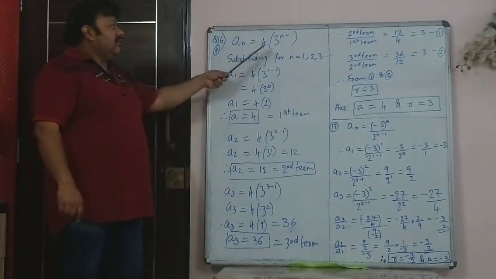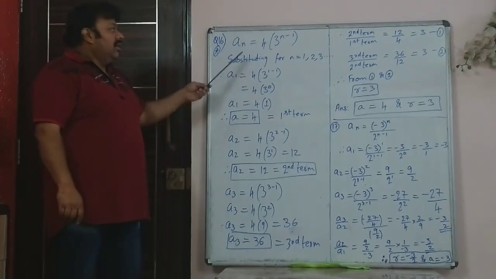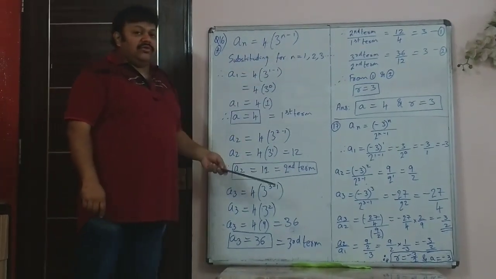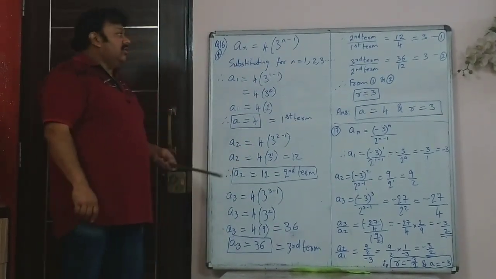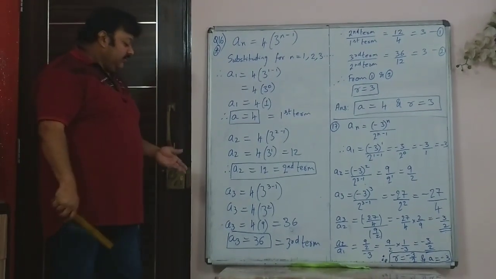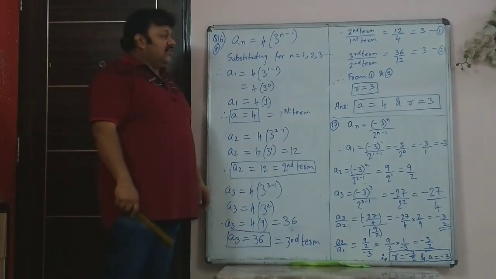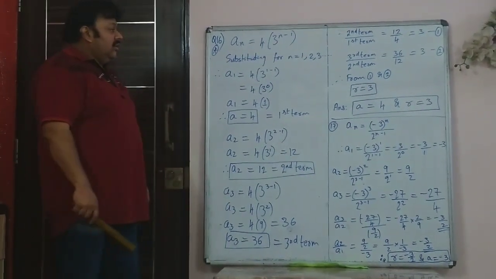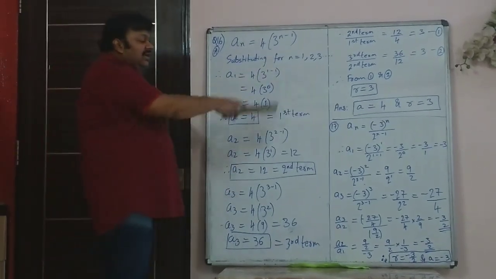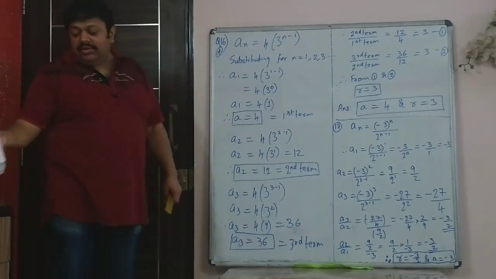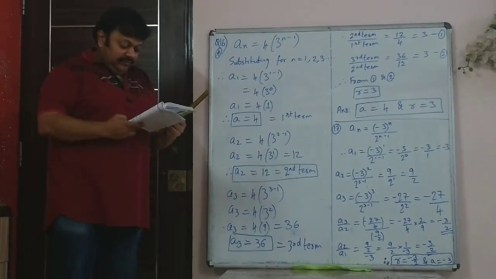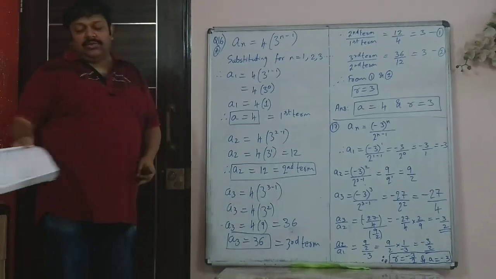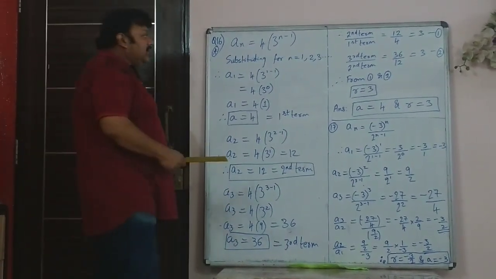So this is a general formula given in the 16th sum, and you are asked to show that this is a GP, and after you show it's a GP, they have asked you to find the common ratio and the first term. So in this case, in the 16th sum, they have asked you to find the first term and the common ratio. Only A and R is asked.